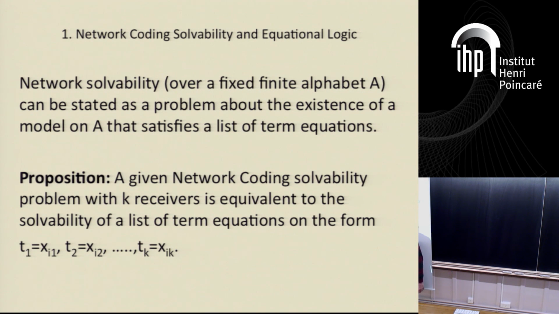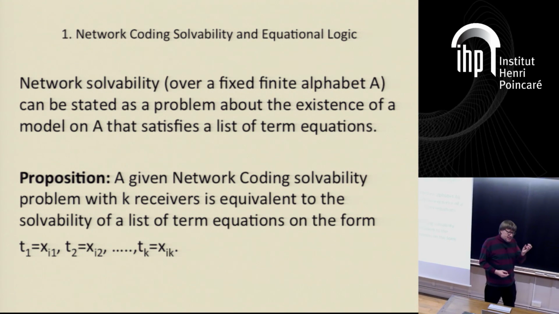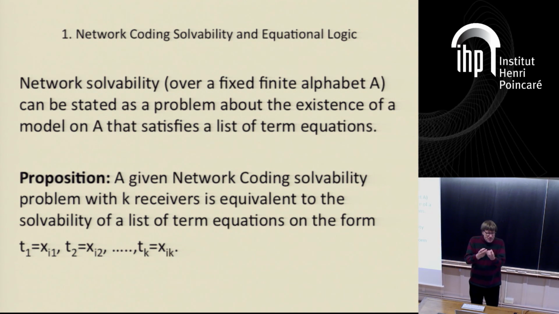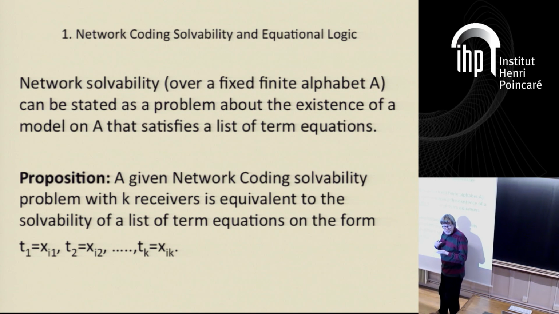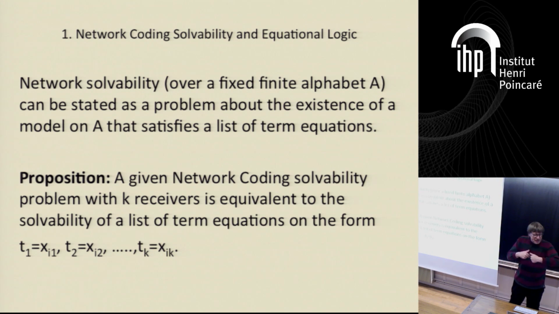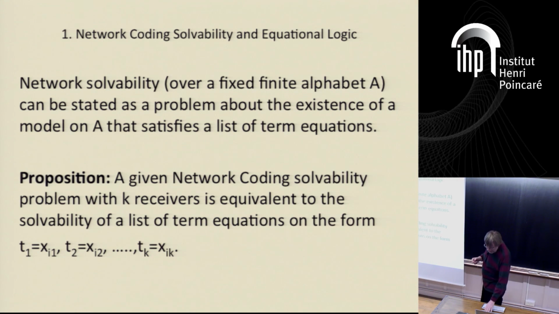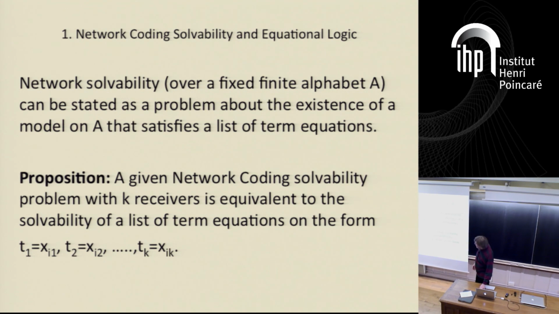It's a special form because when we actually look at the solvability problem, we require that one of the receivers receive one of the original messages. So the variables in these terms correspond to messages we are sending. And the terms are like what you receive in a node, exactly like in these examples I showed before. So in our case, we look at these kinds of equations when we look at network coding.